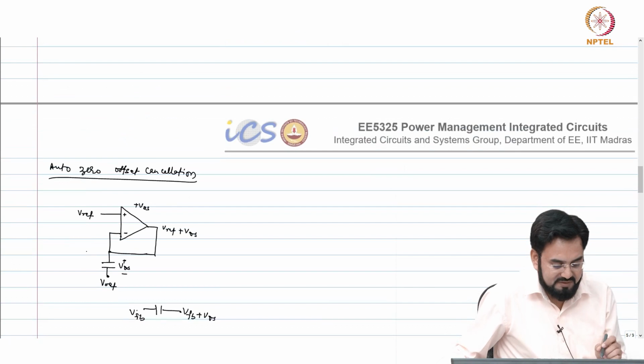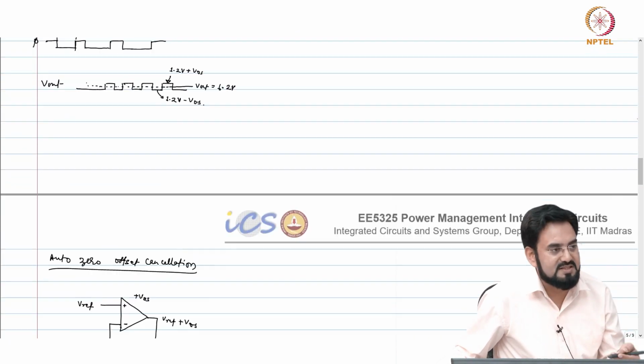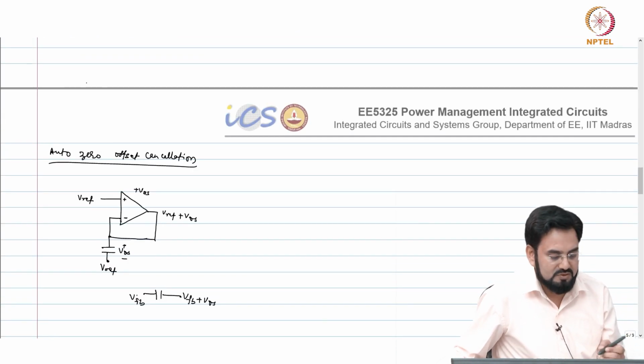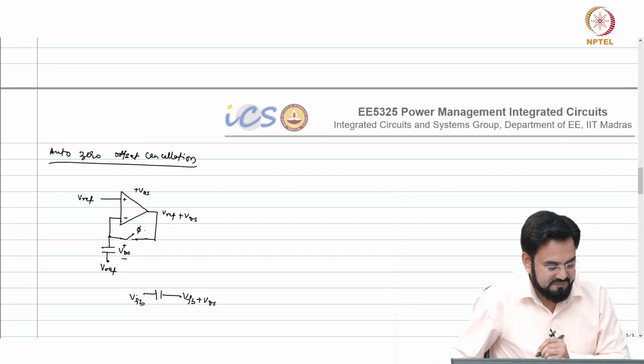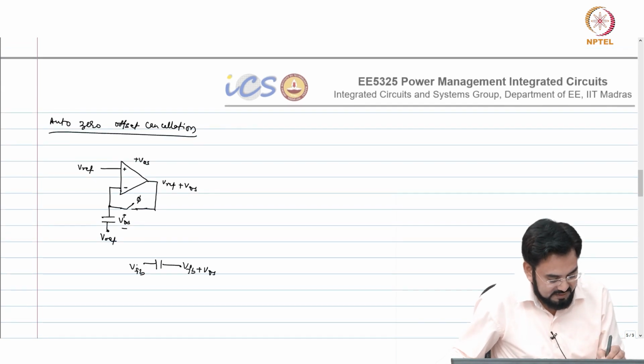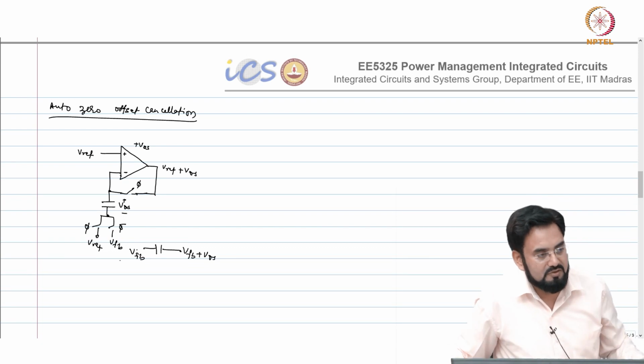Okay, so same thing you require here. I am not showing the phi and phi bar, but you require switches and this capacitor. So one switch will connect to here for unity feedback. So let's say phi, and then this capacitor output also needs to be changed. So you will have again two. So phi will connect to VREF and phi bar will connect to VFB. So this is called auto zero actually.